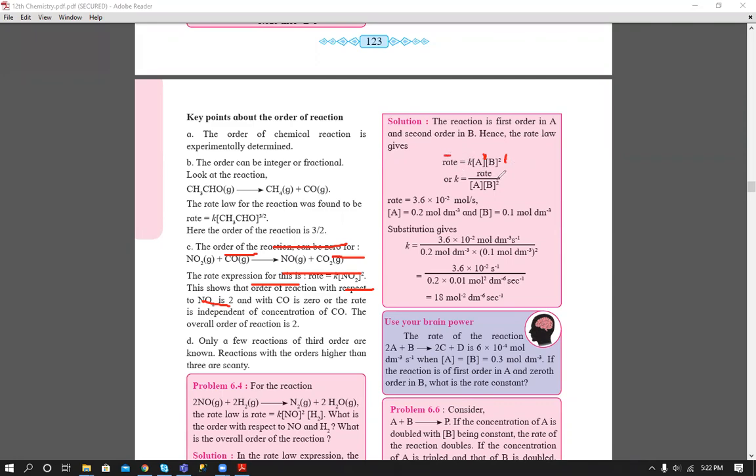In chemistry, problem solving is very easy, just understand the problem. Compared to physics, chemistry problems are easy and straightforward.